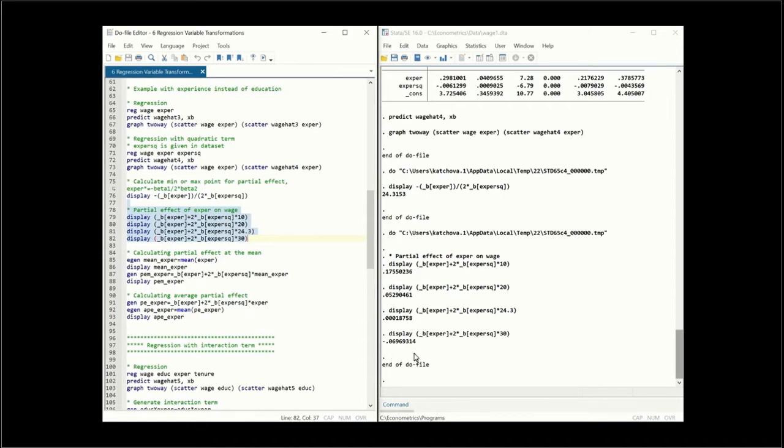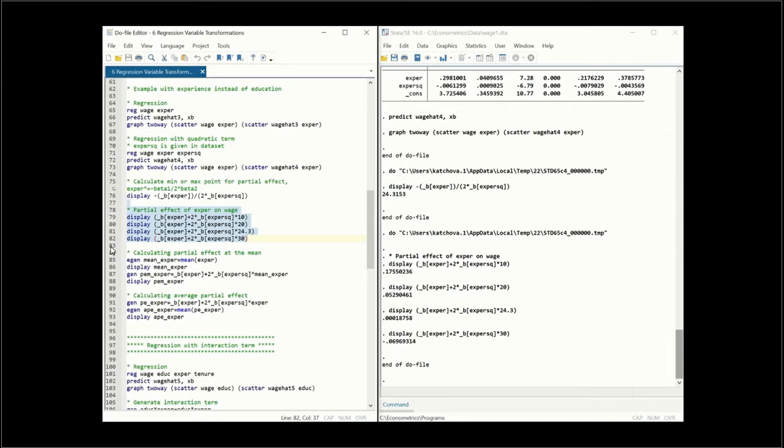So in the beginning of your career, at say 10 years of experience, each additional year of experience brings you about 17 cents in wages. That's until about 24 years, where each additional year of experience brings no additional wages. And then at 30 years, each additional year of experience actually brings 7 cents lower wages.